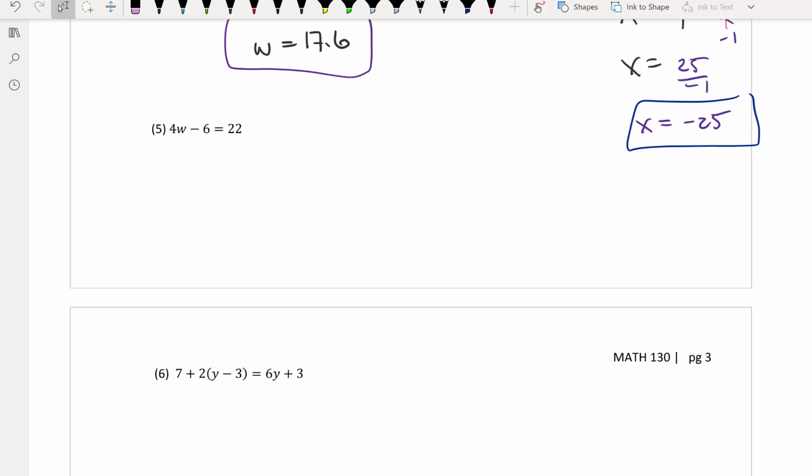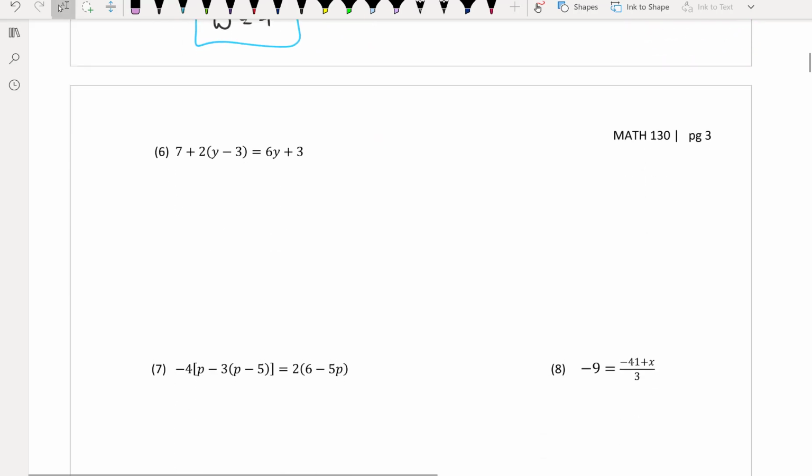For number 5, I'm looking at that and I'm like, okay, my goal is to get the w by itself. So you are going to add 6 on both sides. So 4w is equal to, and 22 plus 6 is equal to 28. And 28 divided by 4 is going to give you 7. So you have that w is equal to a positive 7 as your final answer.